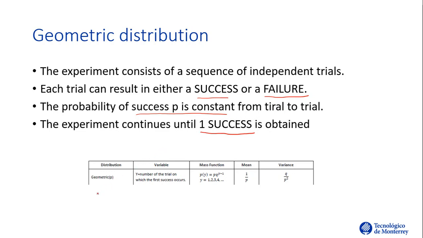Here at the bottom, you can find that the parameter of the geometric distribution is exclusively p, the probability of success, while the variable of interest is the number of the trial on which the first success occurs. This is the mass function that again is nothing but the application of the multiplicative rule. The probability of the last trial that is a success multiplied by all the previous trials in which you had a failure. In this case, the support goes from 1 to infinity. The minimum is 1 because at least you need one trial to obtain one success. The mean is given by 1 over p and the variance by q over p squared. Remember that q is the probability of failure.